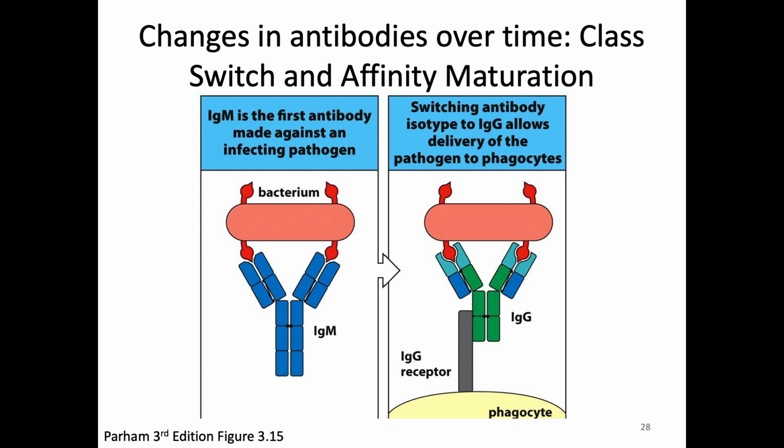So note that, yes, you could pair any of these types of isotypes, any of these constant regions, with any variable region, the ability to bind to any antigen.